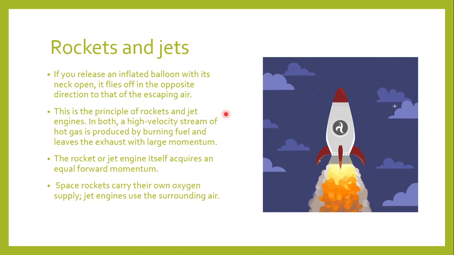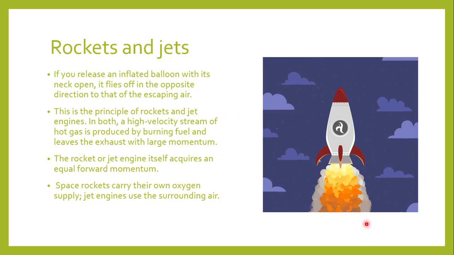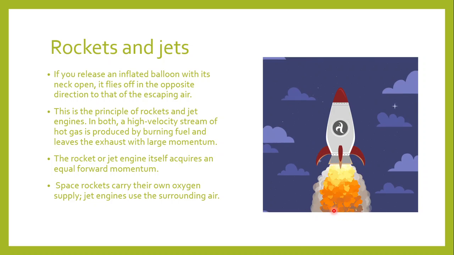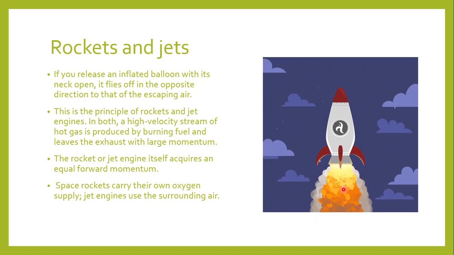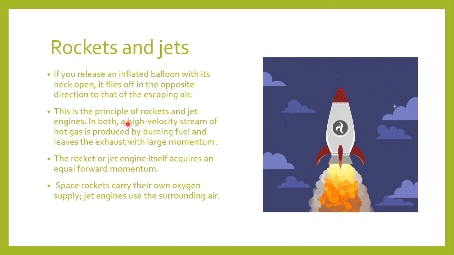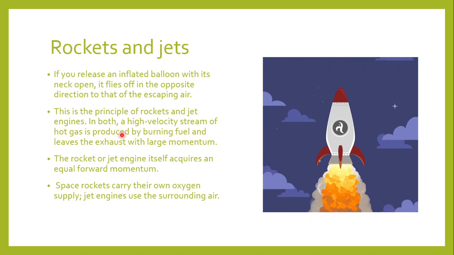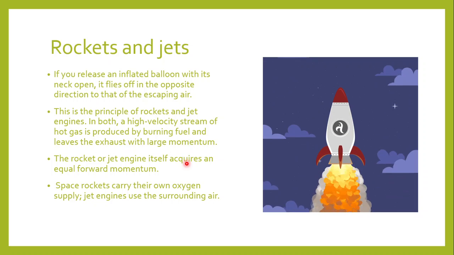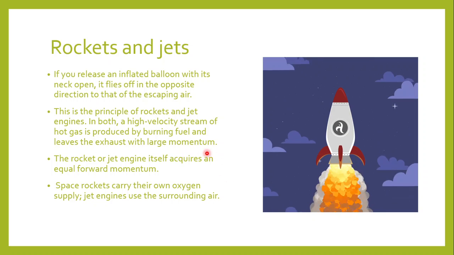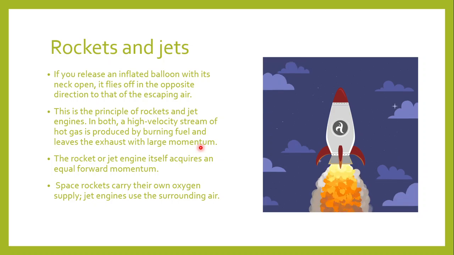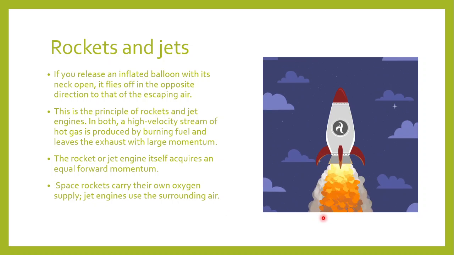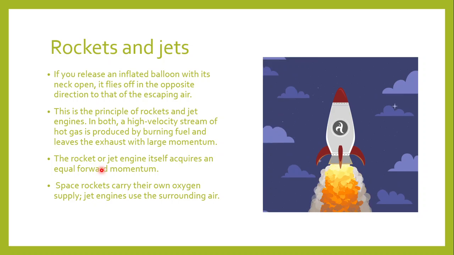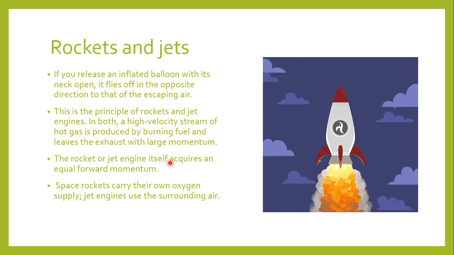This is similar to how rockets and jets work: the air is moving downwards, and that helps propel them upwards. In both, a high velocity stream of hot gas is produced by burning fuel, and that leaves the exhaust with large momentum because the velocity is really, really high. So the momentum is large, and that's why it helps us move. A rocket or a jet engine itself requires an equal forward momentum.